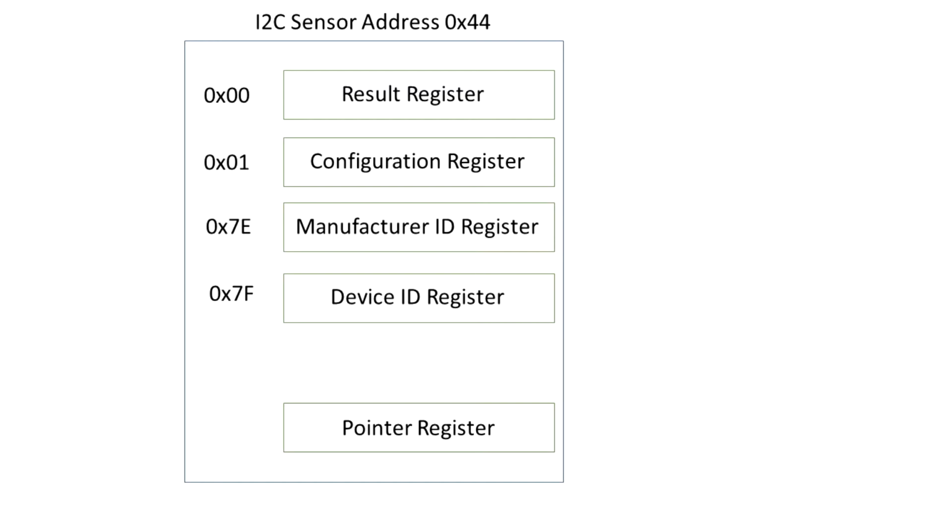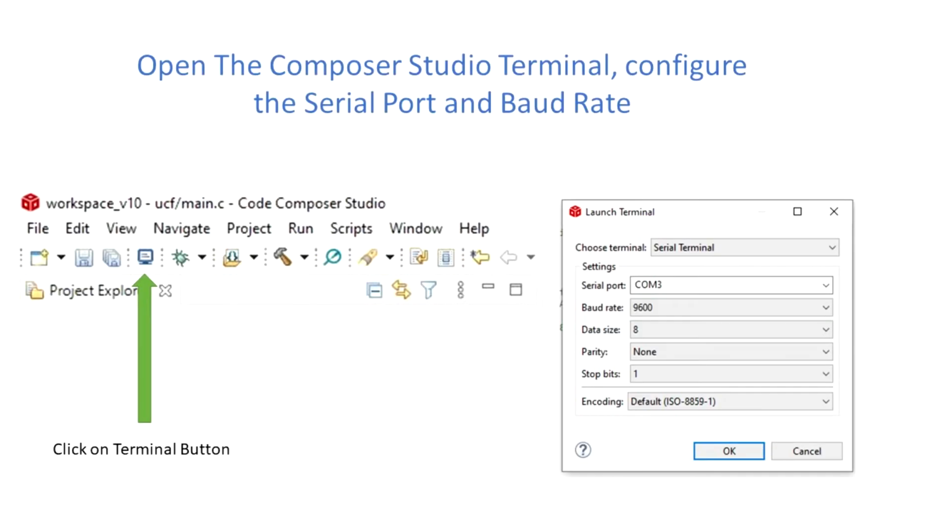For example, if we want to configure the sensor, the first byte sent needs to be 1 byte corresponding to the address of the configuration register, but that byte goes to the pointer register, and then the next 2 bytes are going to the actual configuration register. So before we run the code, we have to open the Code Composer Studio terminal and configure it to COM3 and the baud rate that we want to use. In this case, it is going to be 9600.